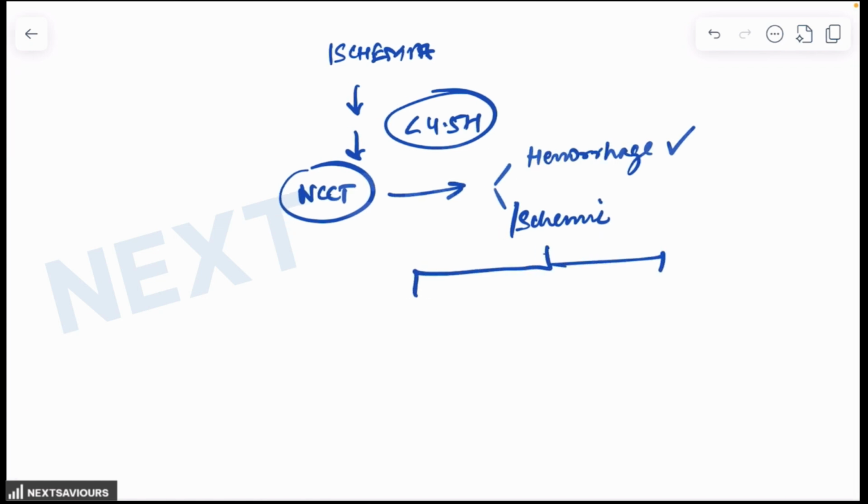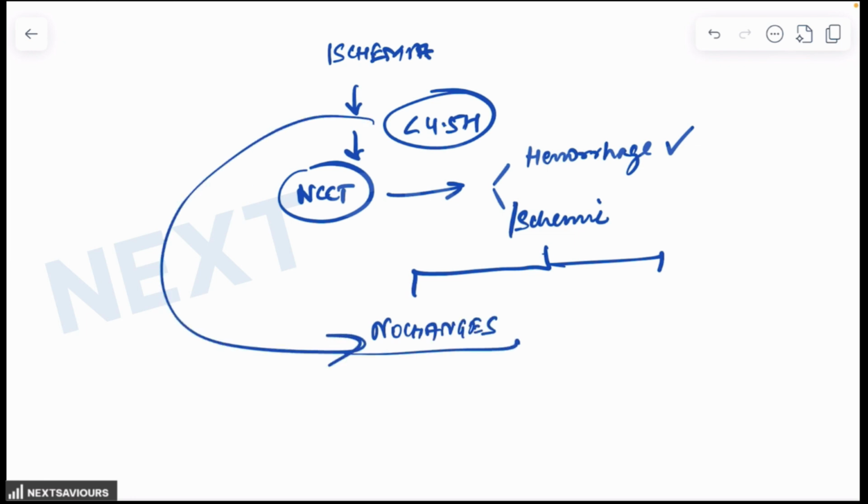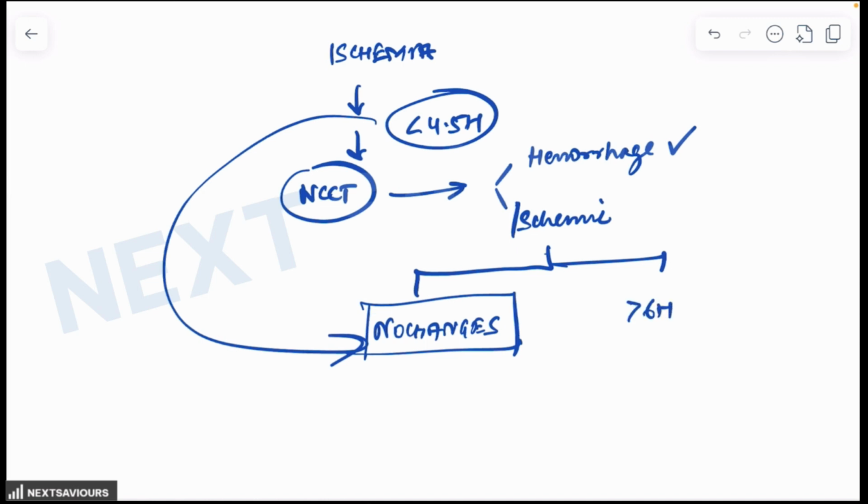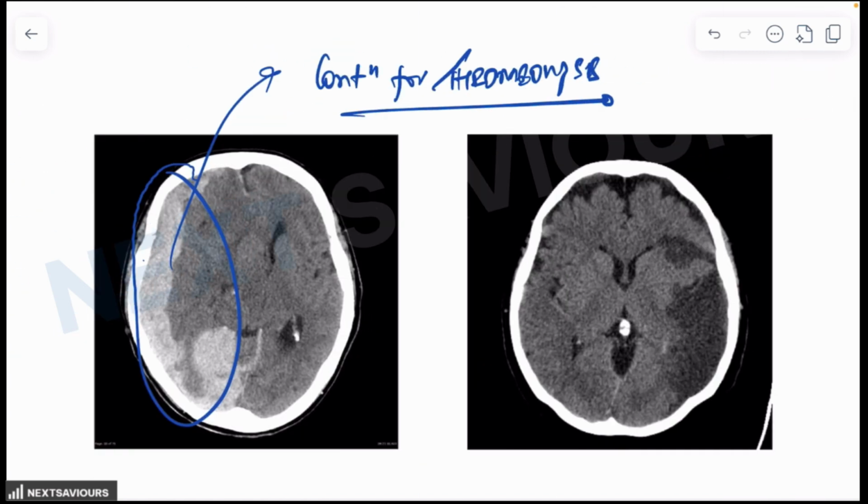One possibility is that there are no changes at all, and this is a greater possibility because the patient is presenting in an acute phase, an early phase of less than 6 hours. So majority of the time the CT scan appears to be normal. But if the patient is presenting after 6 hours, then some of the findings related to ischemia might be present. And these findings, as you already know, are the loss of gray and white differentiation and the sulcal effacement.